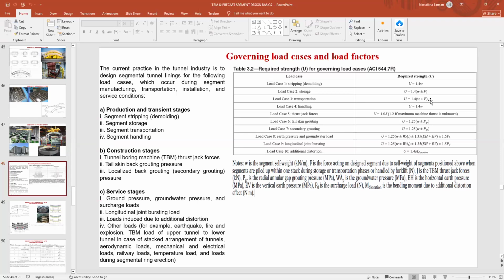So the segment does not get cracked, because if any type of eccentricity is developed during handling or during transportation, it can develop cracks within the segment. So we need to take that into account. Second is the construction stage.